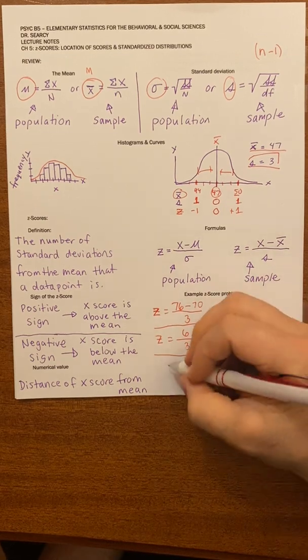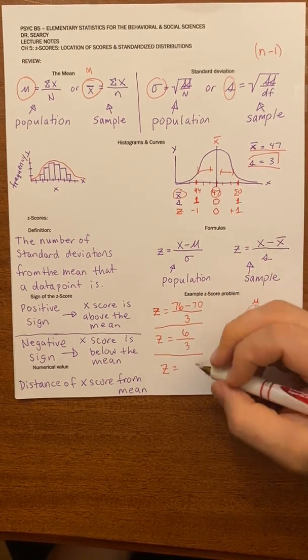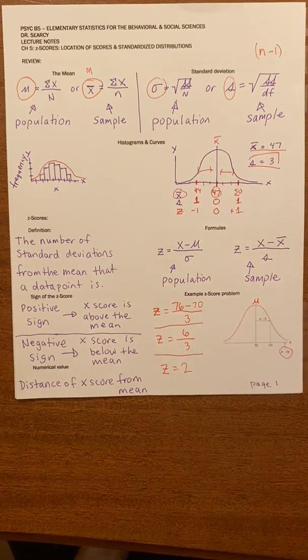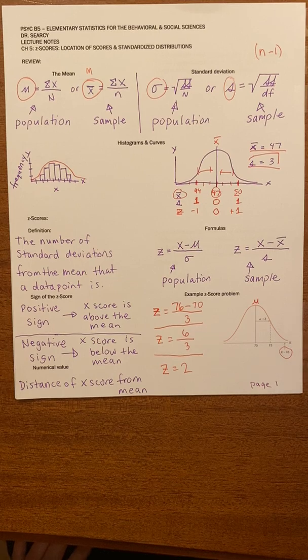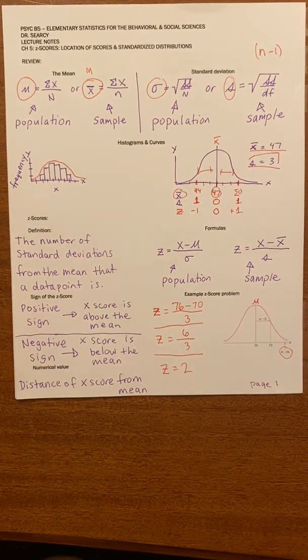But to finish that problem off then, we see that z equals 2. Right, 6 divided by 3 is 2. Okay, so now what you want to see is how that 2 is meaningful to us.